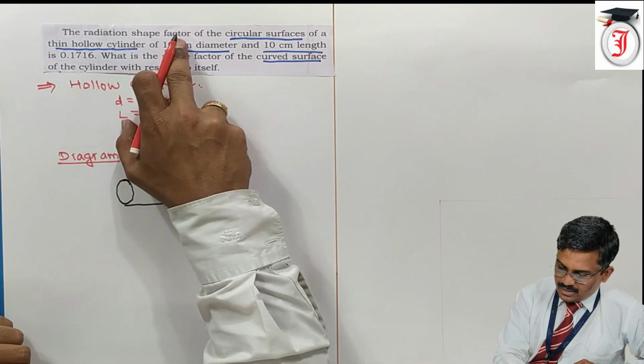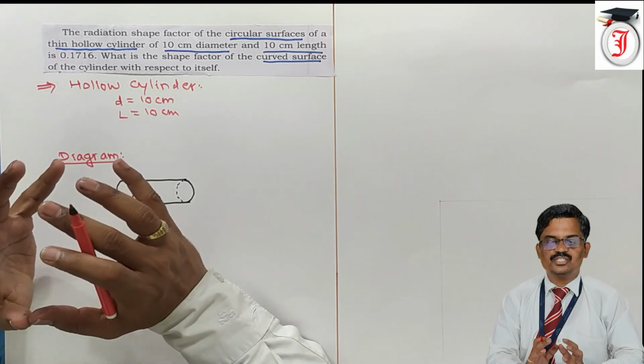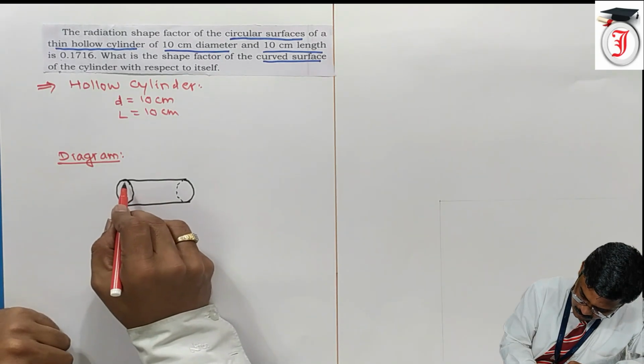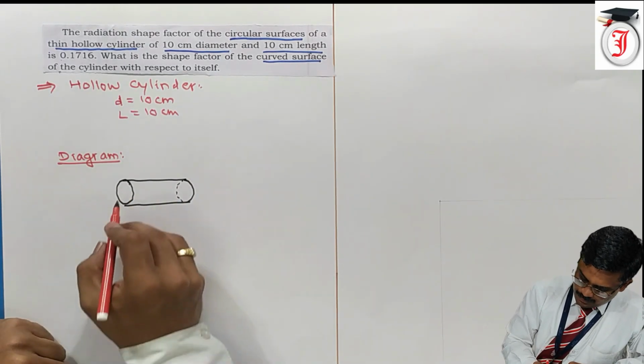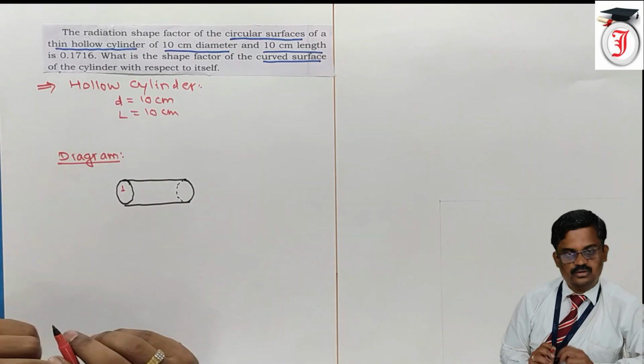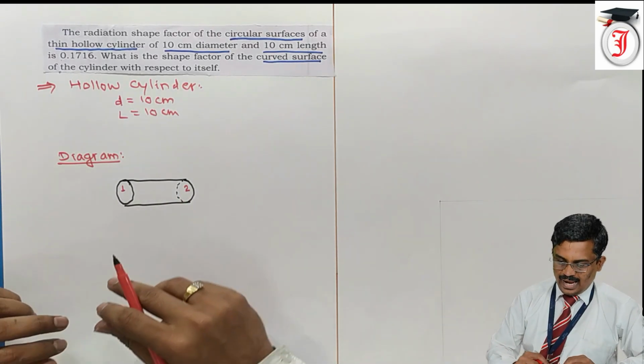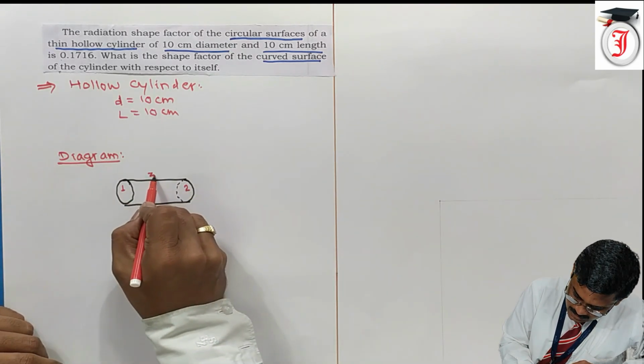So, radiation shape factor of circular faces. Let us consider this is one circular face, this is another circular face. Let us consider this is circular surface 1, this is circular surface 2, and the curved surface is 3.